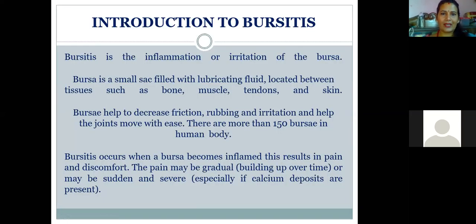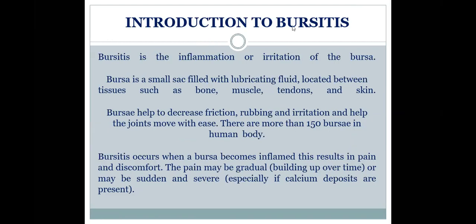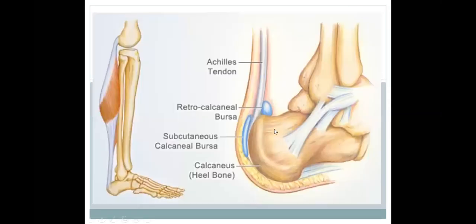Now, introduction to bursitis. It is the inflammation or irritation of the bursa. So, what is a bursa? It is a small sac filled with lubricating fluid located between tissues such as bones, muscles, tendons, and skin. We have seen here in the figure, this is the bursa. It is the small sac which helps in easy movement of the joints and muscles.